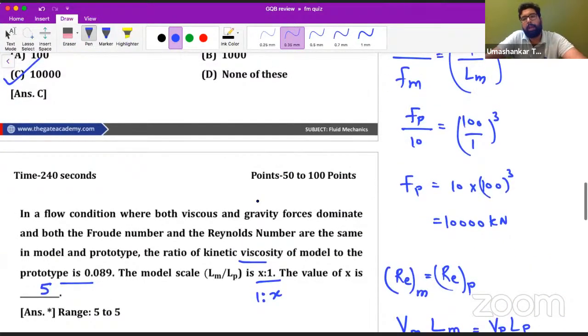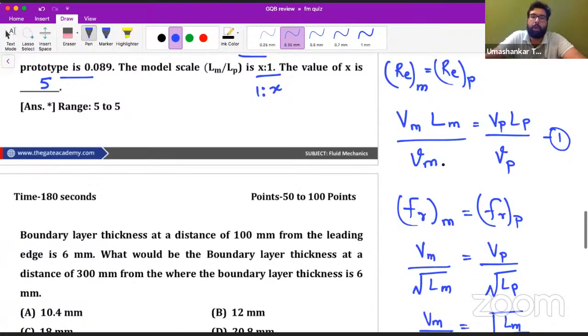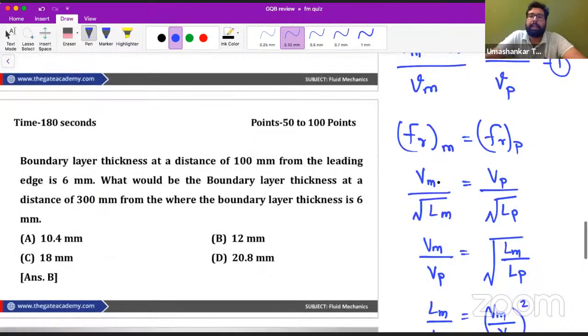See, what I have done is related the Reynolds number. Then I related this, what you say, Froude number. Then we have related this Froude number, and from there we have got the answer. Right, my dear? So any doubt in the particular question? I hope there is no doubt.